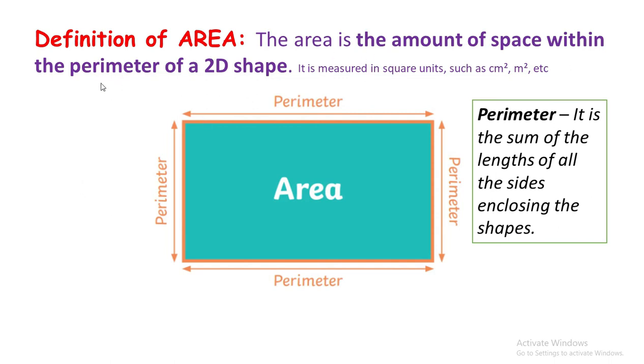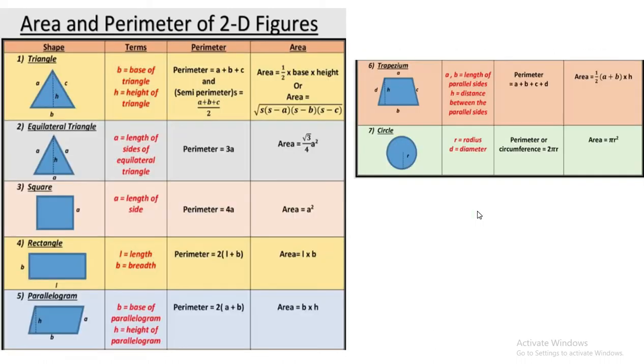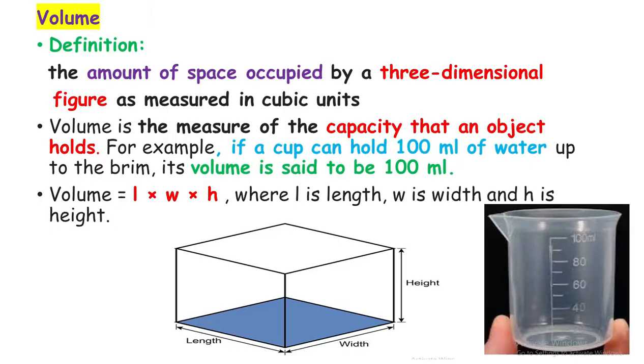Area is the amount of space within the perimeter of a 2D shape. Remember this word 2D. The perimeter is the sum of the length of all the sides enclosing the shape. So this is called the perimeter, the enclosing sides. The portion within this perimeter is called the area. We have various formulas for finding the area and perimeter, which will be given in all the books for you. So you can just go through it.